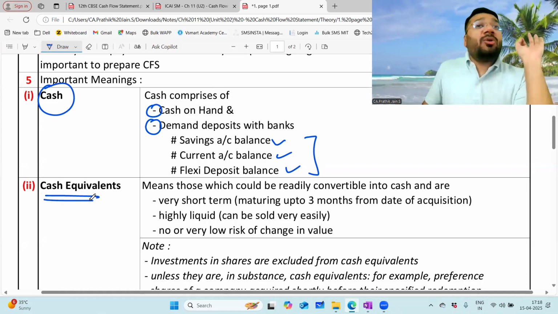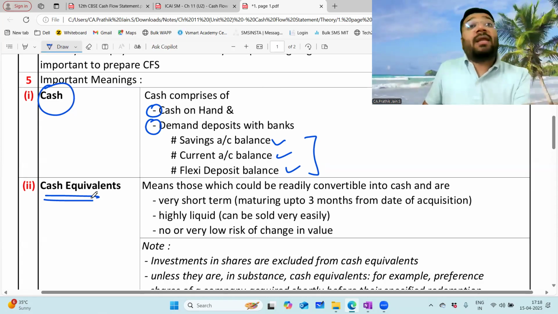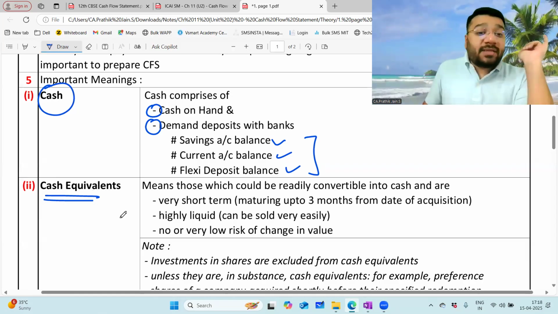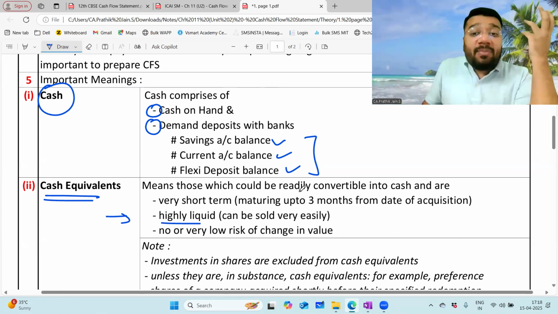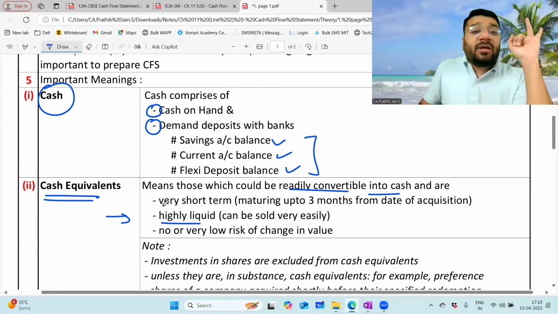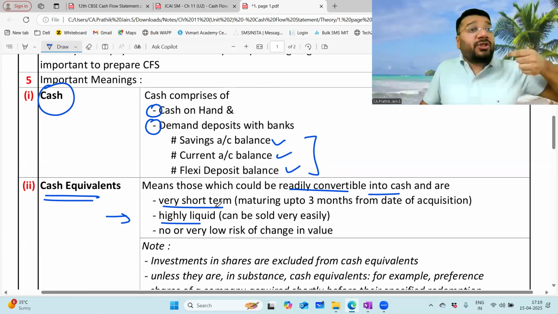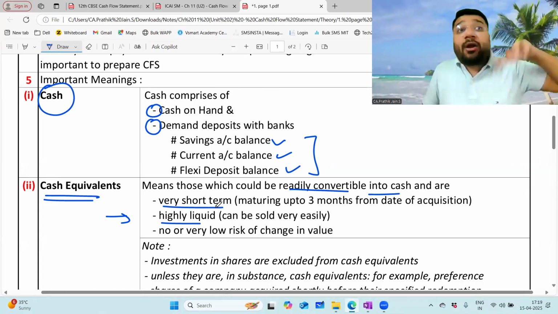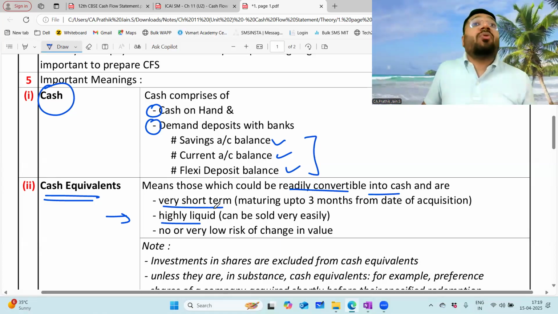Now, what is cash equivalent? Something which is not cash but is equivalent to cash. It has to satisfy three conditions in order to qualify as cash equivalent. What is the first condition? It should be highly liquid, which means it should be readily convertible into cash. Second condition, it should have a very short term maturity. From the date of acquisition, if it can be converted into cash within 3 months, then you may call such things cash equivalent.